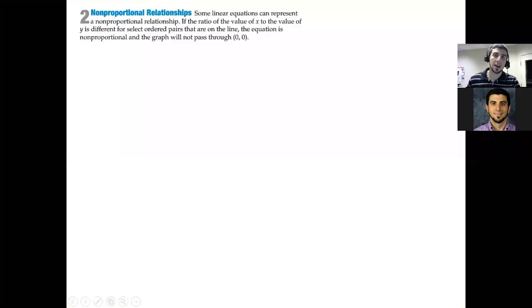Okay, we're back, and now we want to talk about non-proportional relationships. Some linear equations can represent a non-proportional relationship. If the ratio of the value of x to the value of y is different for selected ordered pairs that are on the line, the equation is non-proportional and the graph will not pass through the origin (0, 0).